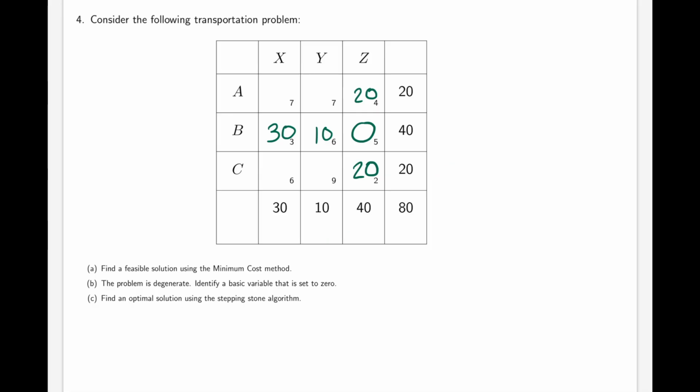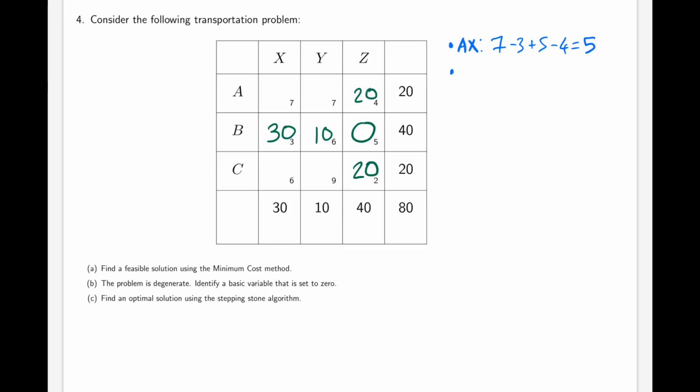Part C then asks us, find an optimal solution using the stepping stone algorithm. So in each iteration of the stepping stone algorithm, we will consider every possible non-basic variable and consider the cost of making that basic. So the first non-basic variable we will consider is AX. The route for AX will be this route, which would be to increase AX at a cost of 7, decrease BX at a cost of 3, increase BZ at a cost of 5, and decrease AZ at a cost of 4, giving a net unit cost of 5.